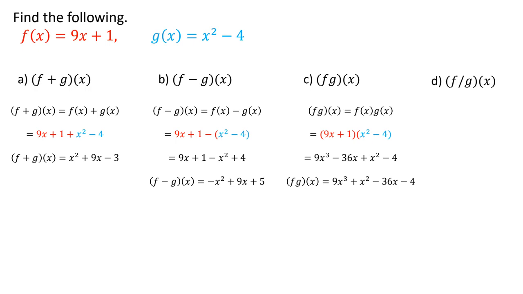Standard form means the exponents are in decreasing order. You don't have to do this, but I like to rewrite this as 9x cubed plus x squared minus 36x minus 4. I think it just looks nicer this way.